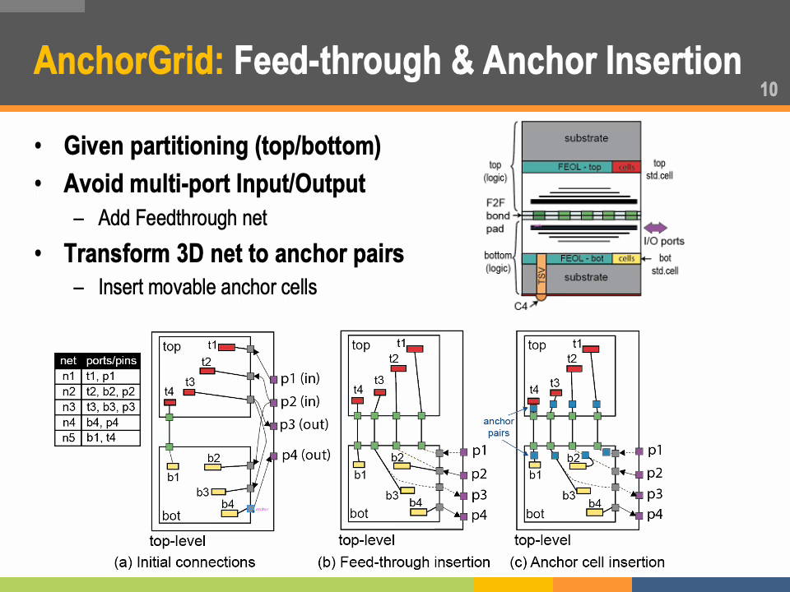Once the feed-through net is inserted, we place the pairs of anchor cells to represent the 3D net. For example, in this case, the net connecting P1 to P3. A feed-through net is inserted to each die.